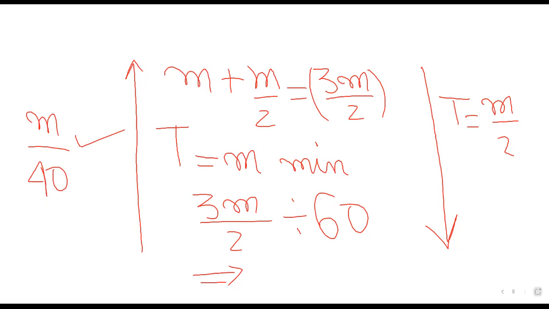Because this will become 120 when you are multiplying this. So 3 fours are 12, so 40 is over there. So be quick to make the calculation. What I mean to say is 3 by 2 of M divided by 60. So this 60 will become 120 and 3 is over there. So 3 fours are 12, and 0 will remain as it is.